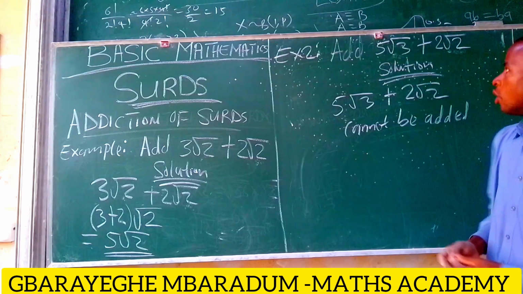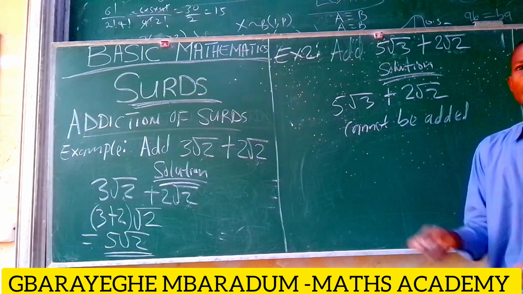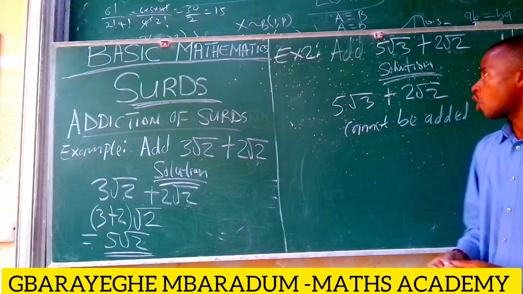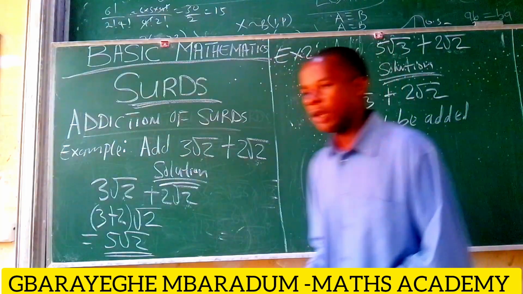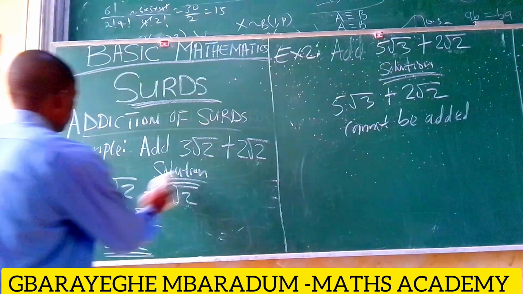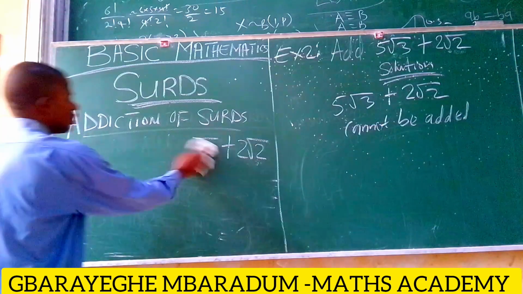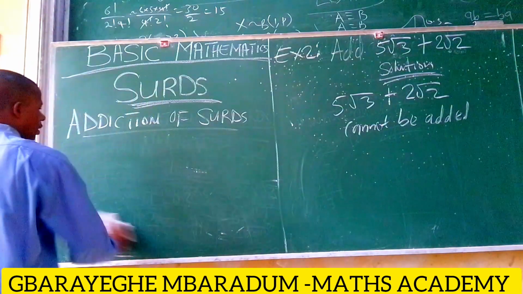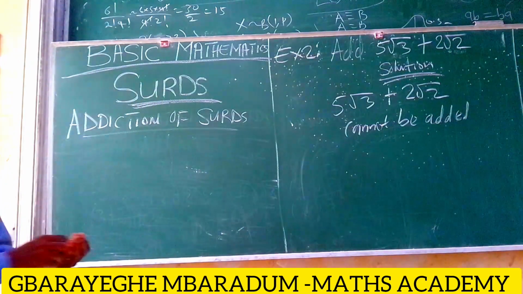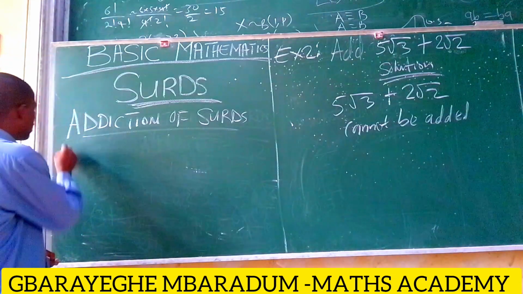Just take note. Because sometimes they can give you this kind of question and check if you understand the addition of a surd. Now let's look at example 3 on how to add a surd. Please pay attention to this tutorial. And I want you to get the best. You can also practice each of these questions by yourself. Now example 3.